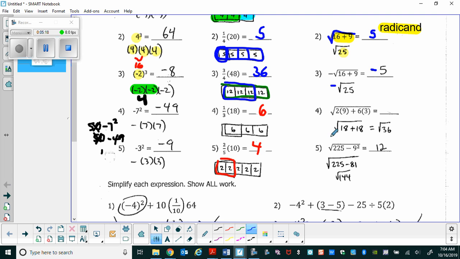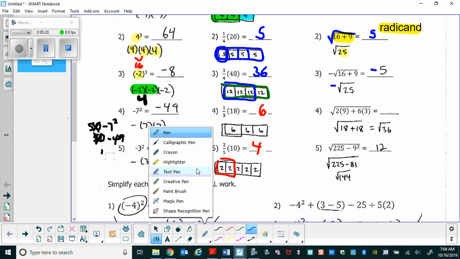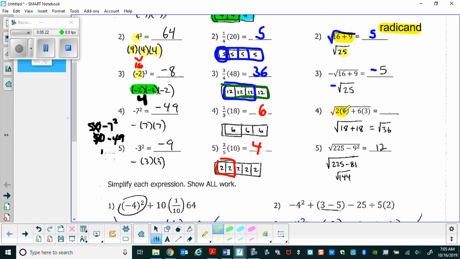All right, so now for number 4, when we simplify the radicand, we've got some multiplication to deal with. So we've got 2 times 9, which is 18. And then we've got 6 times 3, which is 18. And we're going to add those two together. So 18 plus 18 is a 36. So now when we take the square root of 36, we're going to get 6.